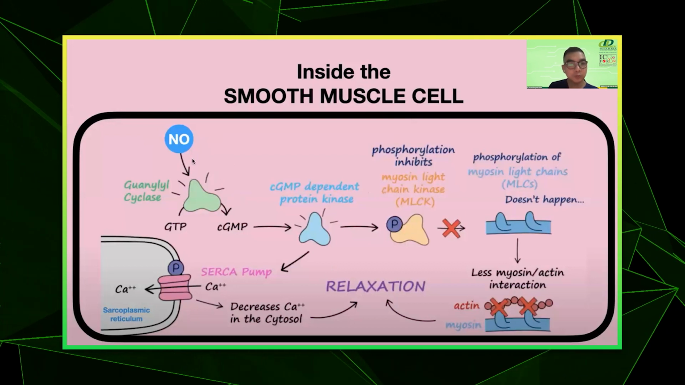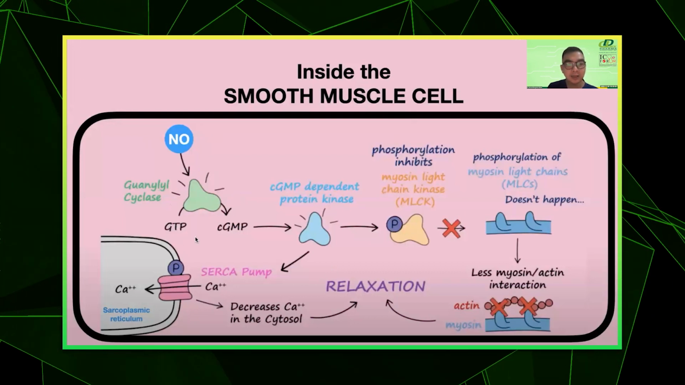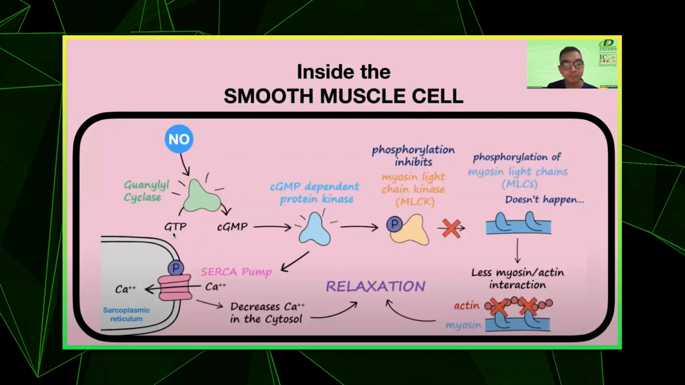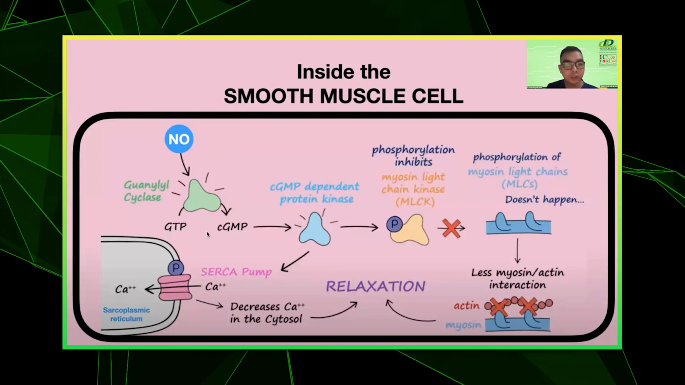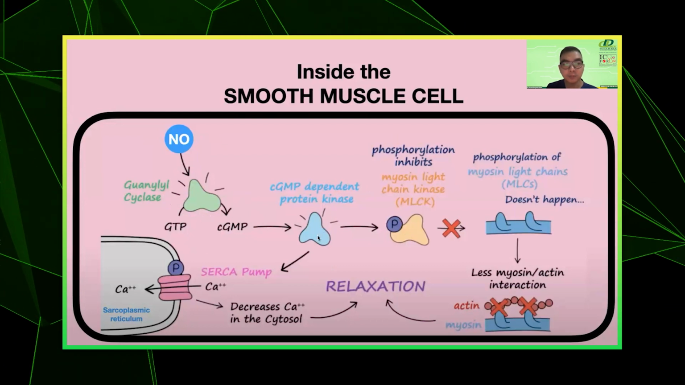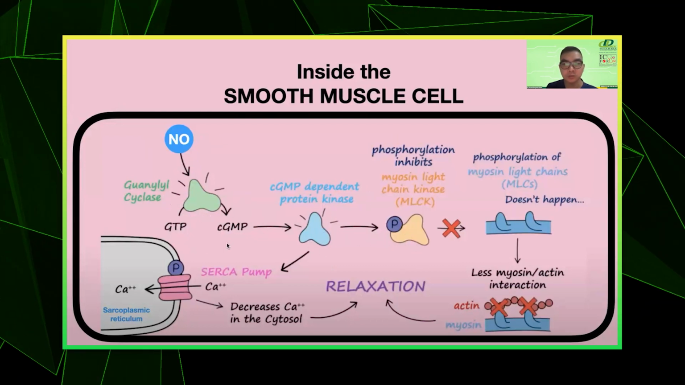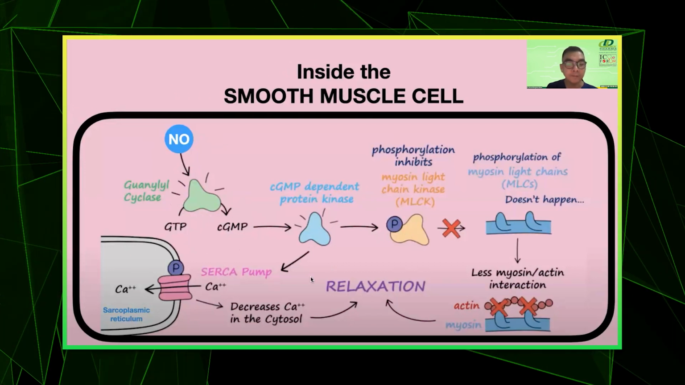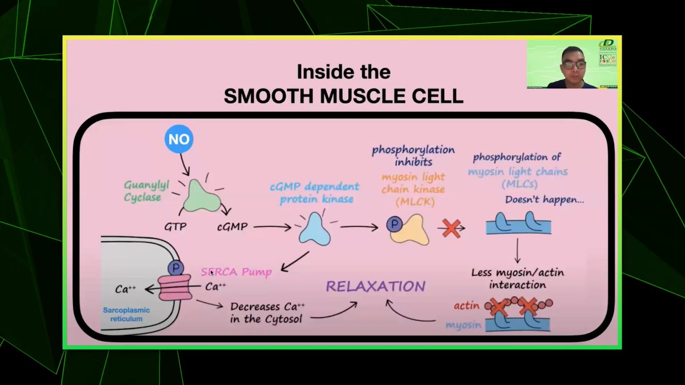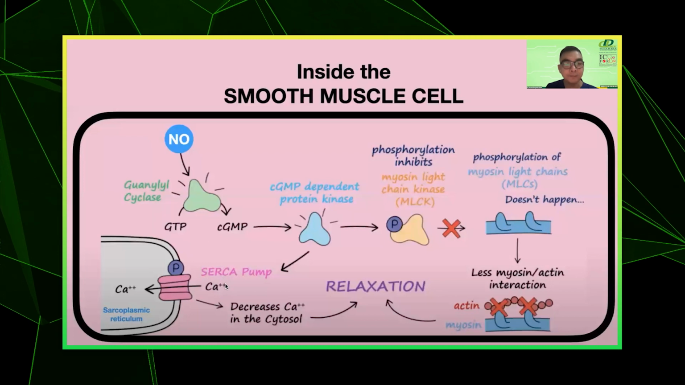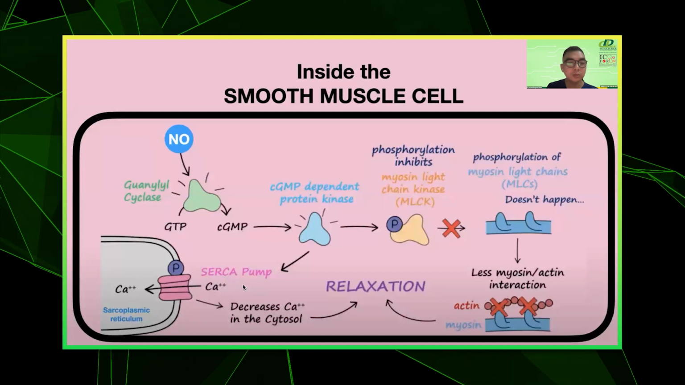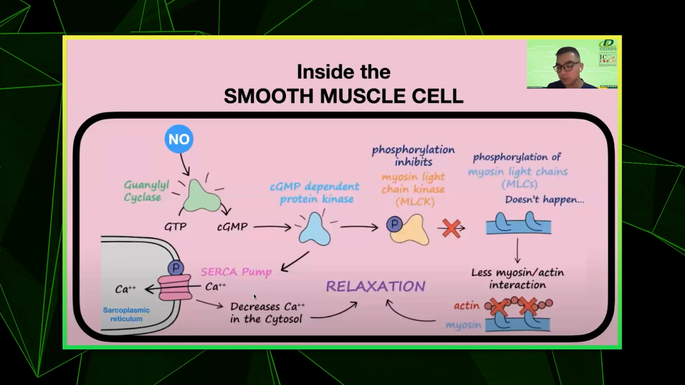Inside the smooth muscles, nitric oxide, again, to emphasize, it activates or it causes the conversion of the GTP, guanosine triphosphate, to cyclic GMP, which causes the phosphorylation of the different ultrastructure inside the smooth muscle. Two of the most important pathways is the SERCA pump. If phosphorylated, there will be a decrease in the active uptake of calcium into the sarcoplasmic reticulum. Therefore, there will be a decrease.